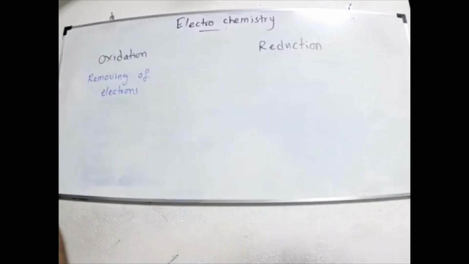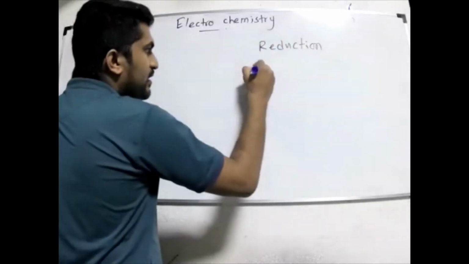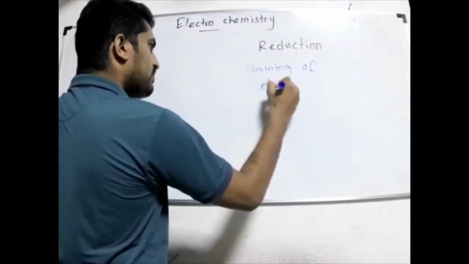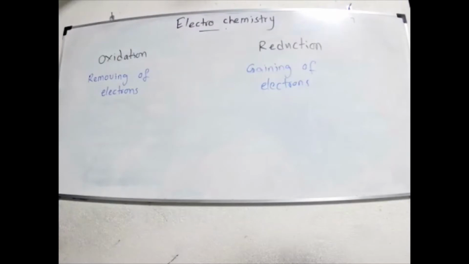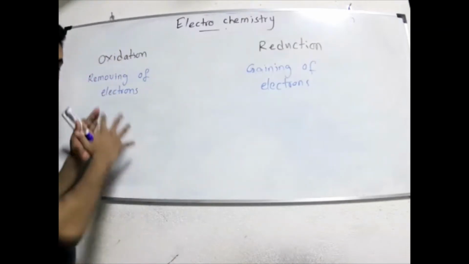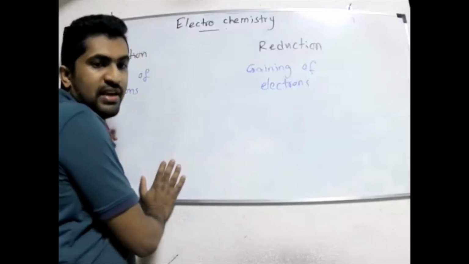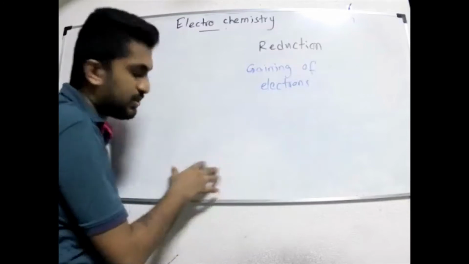So now oxidation means removing of electrons, while reduction means gaining of electrons. Reduction means gaining of electrons, oxidation is removing of electrons. So my dear kids, for these two things, you have to remember different chemical reactions. Oxidation means removing of electrons.